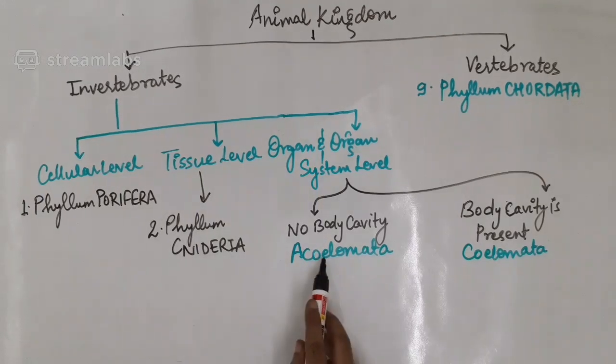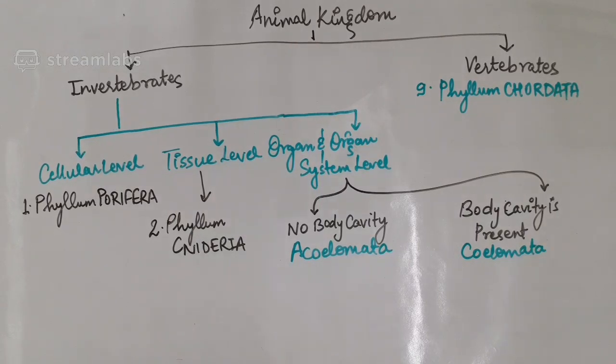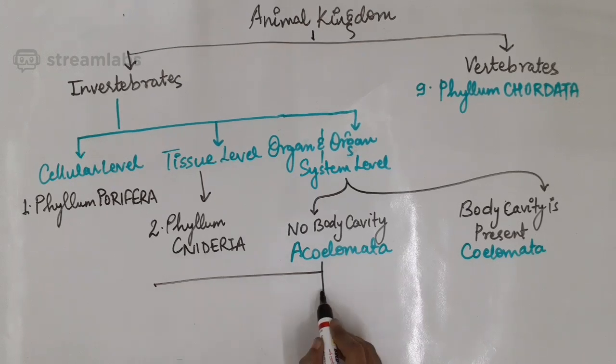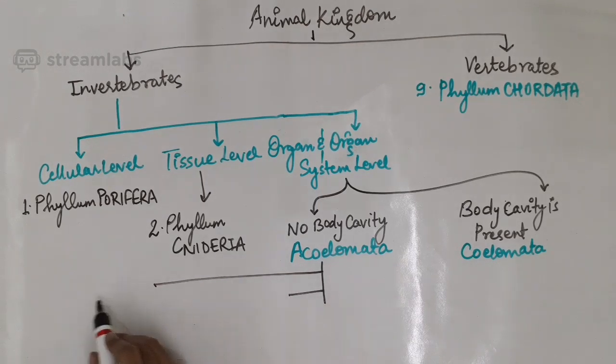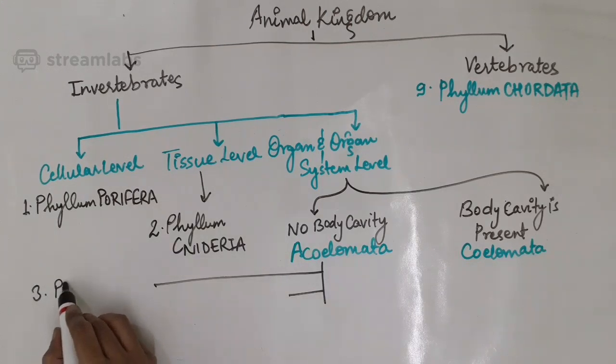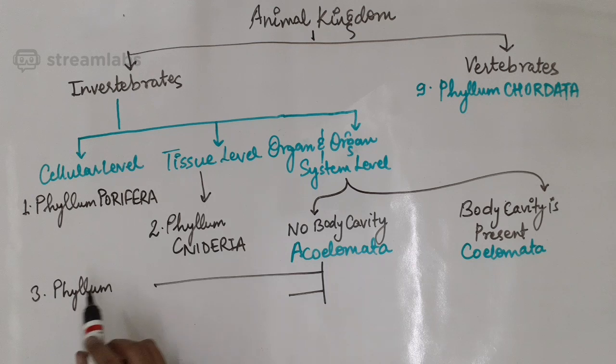One, two. Now the organ and organ system level is divided into 2 different groups on the basis of the presence and absence of body cavity. The acoelomates are having 2 phylums. The first one, that is the third phylum, Porinidae Platy, phylum Platyhelminthes.